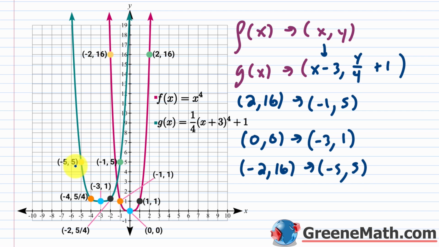Now I have some other points that I went ahead and put in. So you'll see that I have this 1 comma 1, and that's going to end up going to negative 2 comma 5 fourths. And then I also have this negative 1 comma 1, and that's going to go to negative 4 comma 5 fourths. So you can put those in if you need to. But I think the 3 points that we did would be enough to get a general shape of the graph. Again, this does not have to be perfect.